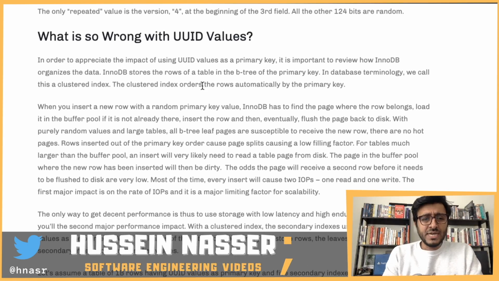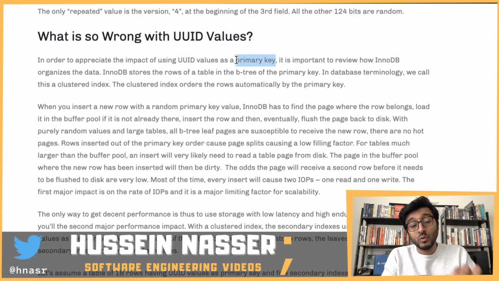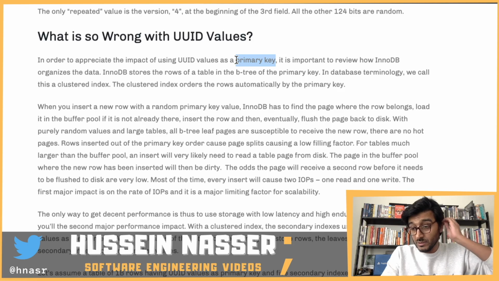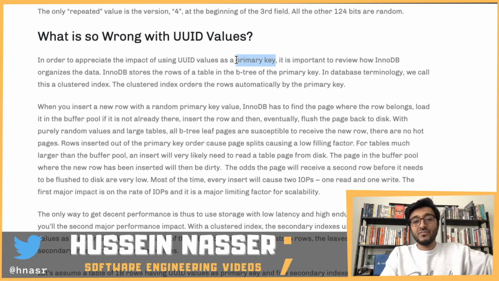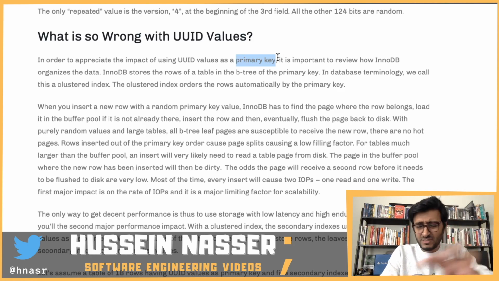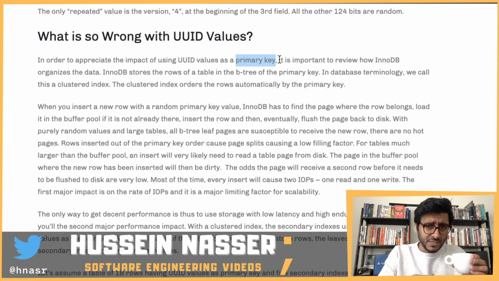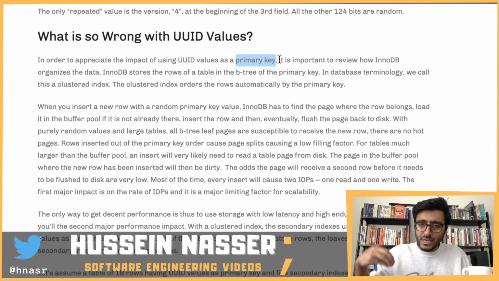In order to appreciate the impact of using UUID values as a primary key, and that's the discussion here. We're using UUID as a primary key in MySQL because it's a very different thing. A primary key in MySQL is completely different than a primary key in Postgres, where there is literally nothing called a primary key. It's always a secondary key, right? And we're going to talk about that. The clustering concept is really the key, or as Oracle calls it, and that's my preferred name, index organized table.